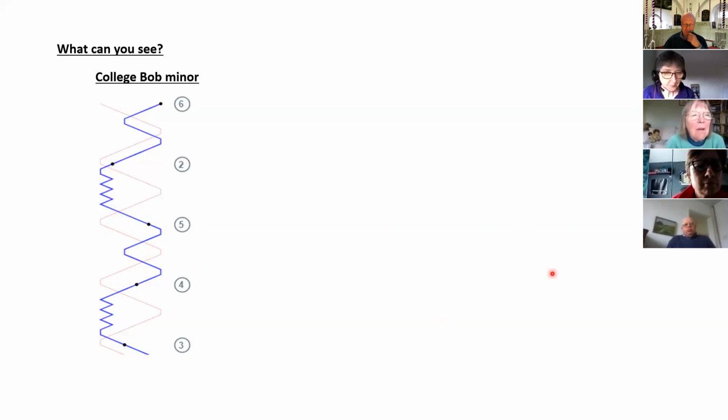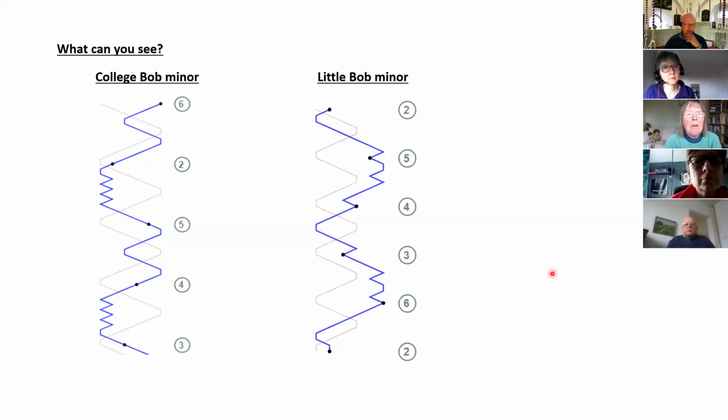I love Little Bob Minor. It's a cracking little method. Right, now Sandy gave me all the gen last time. Who else can tell me a bit about this one? Pebble's only going to fourth place. Yep. Where do all the dodgers come, Alan? Where do all the dodgers come?